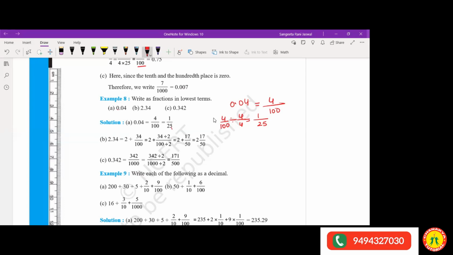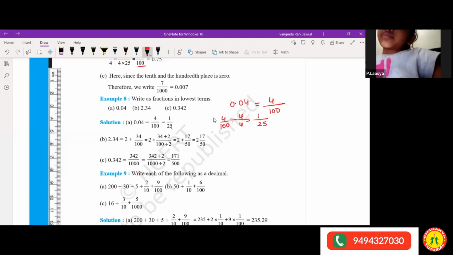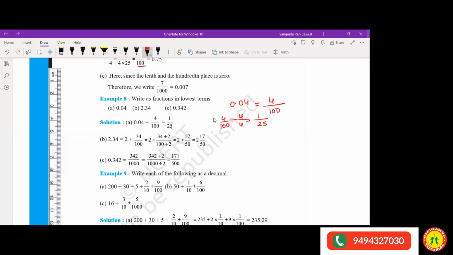Ma'am, for finding the lowest form, we need not do this whole division. We just need to simplify. You just have to write it in the fraction form like this. No need to further divide and get the decimal part. Instead of dividing 4, you will get the same thing only. Yes, ma'am. But that simplification is the easy method. Even if you divide this, you'll get the same thing that is given in the question, so there's no point.